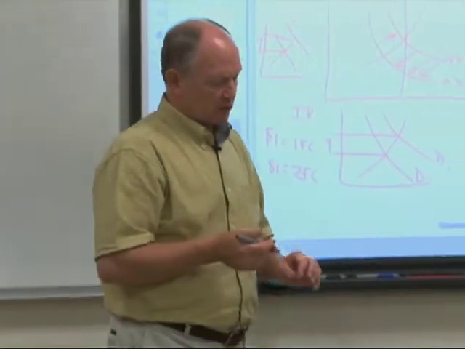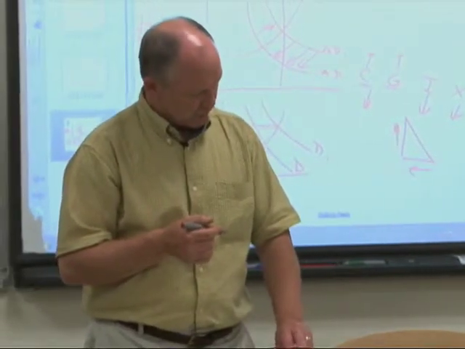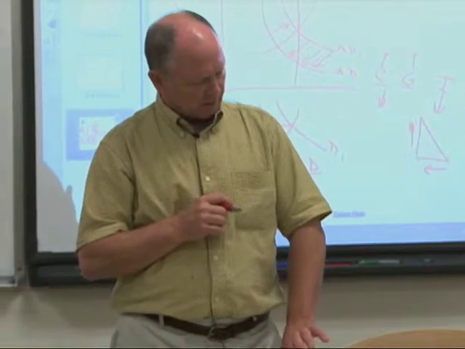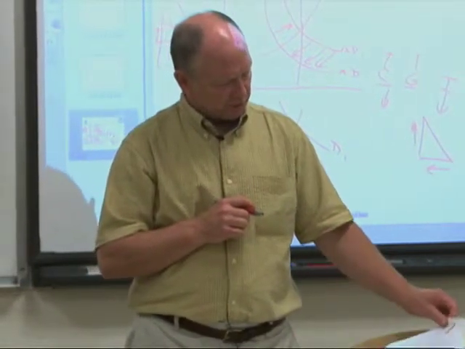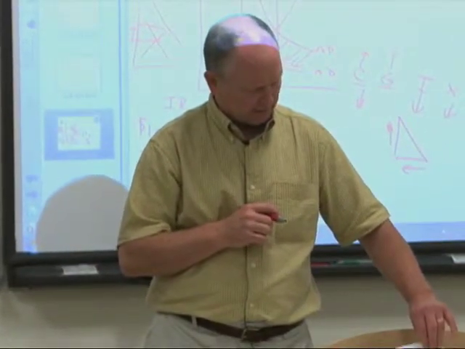Government's trying to increase aggregate demand, but to do so, they've got to spend more money. But to do so, they've got to borrow it. And when that happens, interest rates rise, which reduces spending by the other three components. Okay?